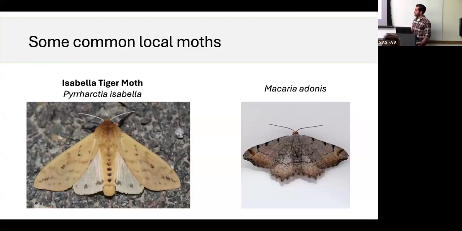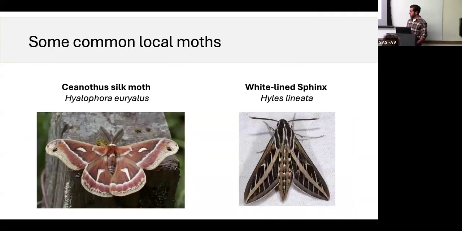Some of our common local moths here around the Spokane area are the Isabella tiger moth. Macaria adonis here is one of the most common visitors to lights at night. There's a very large species of silk moth, the Ceanothus silk moth. The white-lined sphinx is often seen flying during the day, but also flies at night. This may be one that you're familiar with.